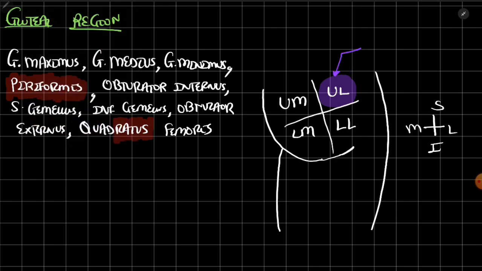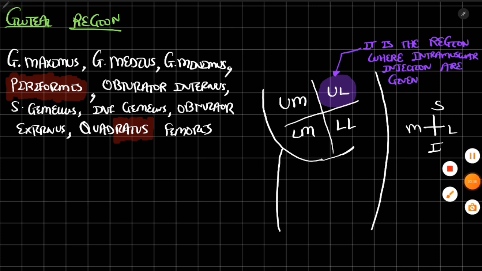So let me write it. It is the region where intramuscular injections are given. Okay, so the upper lateral region is most important for giving intramuscular injections.